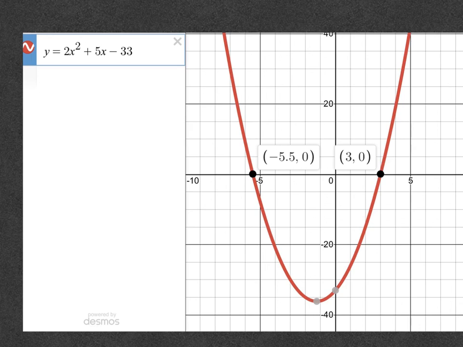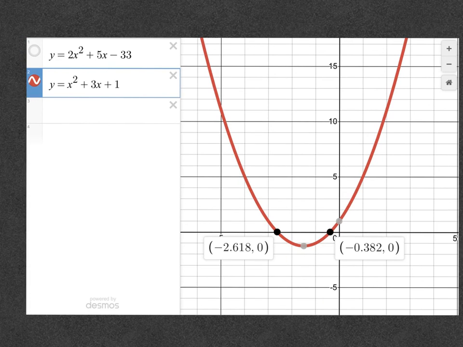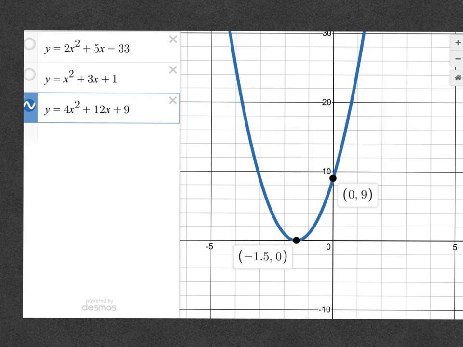There's the graph of the first one. There's your -5.5 and 3, and you can see that's from the equation 2x squared plus 5x minus 33. We did get those two x-intercepts. And this one we just worked on, -0.38 and -2.62, and that is x squared plus 3x plus 1. So those are the two things I said, I believe. There it is. 4x squared plus 12x plus 9 has an x-intercept at -1.5, 0.